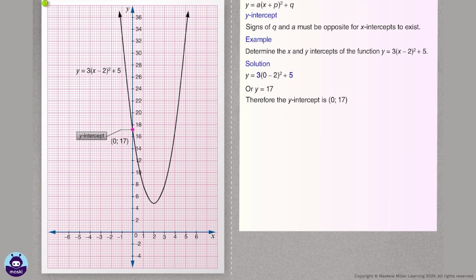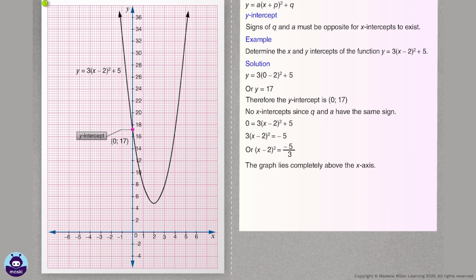To determine the x-intercepts, we first check whether q and a have opposite signs. Since they have the same signs, x-intercepts don't exist. We can also verify this by substituting y equals 0 in the function. As the square of a real number cannot be negative, there are no real solutions, and hence there are no x-intercepts.